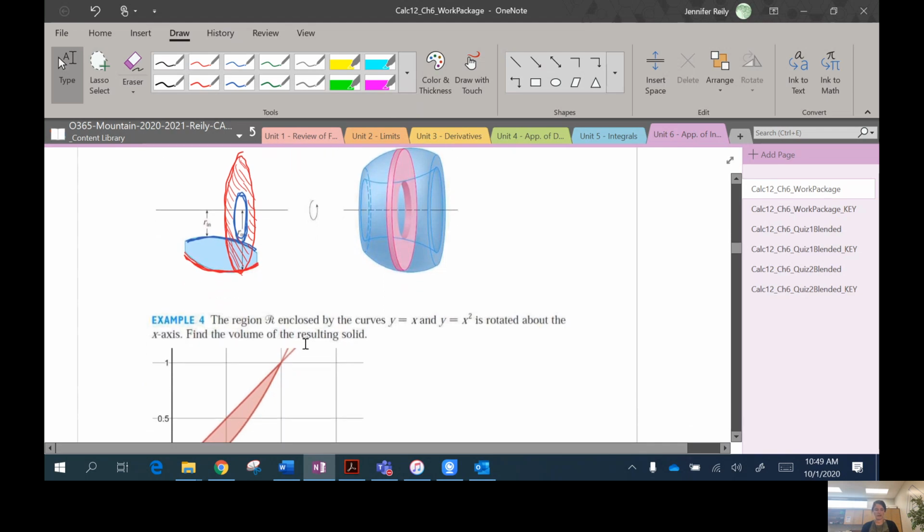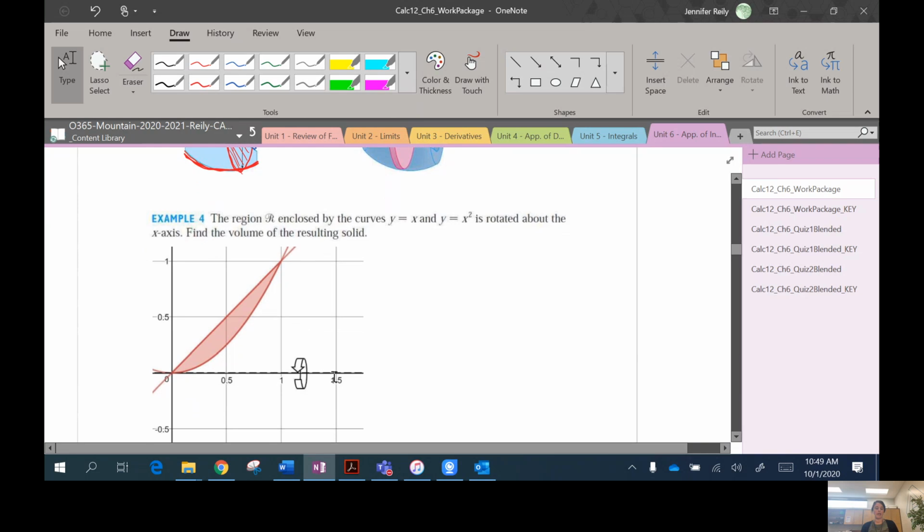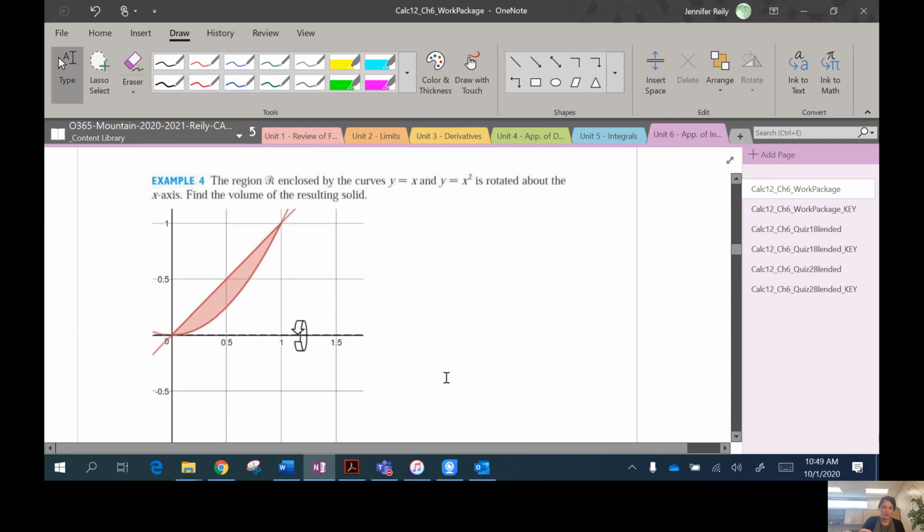So let's just look at our next example. We're going to be rotating around the x-axis. So we're going to be drawing these discs from left to right. We're going to be integrating in terms of x between these two curves. So I'll label one. This curve, the straight line here, is y equals x. That is the top curve, or the one that's farther away from the rotation axis. And then we have this one that I'll show in green here. This is y equals x squared. And that's the one that's closer. So that's going to create our inner radius.